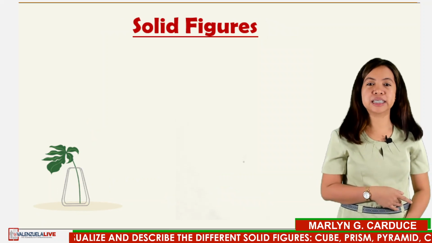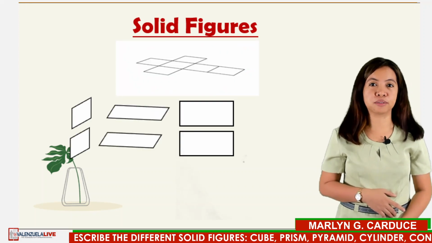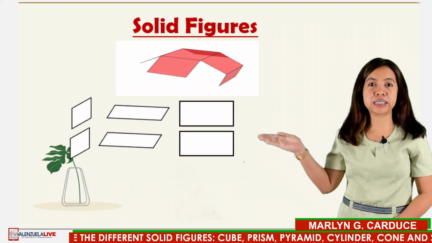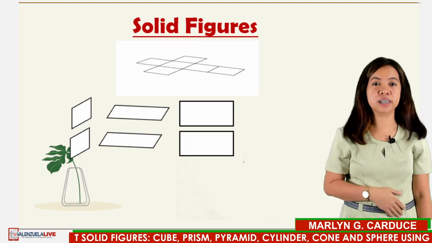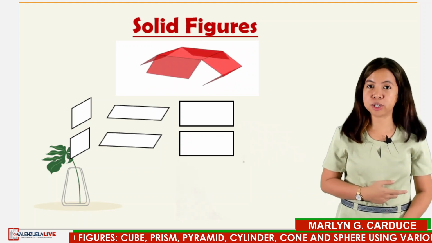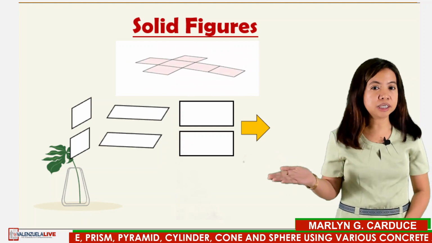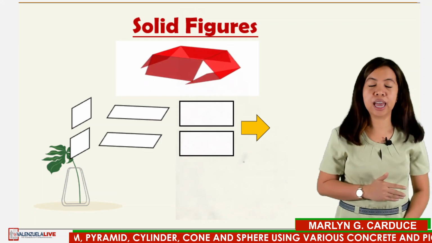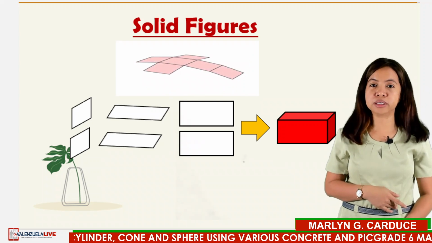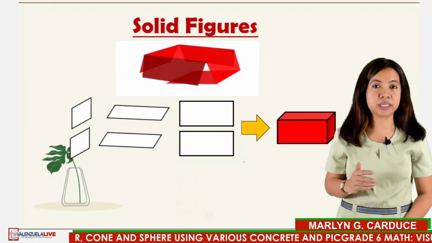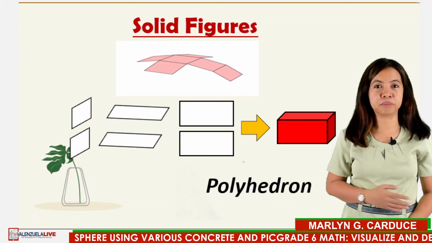Did you know, class, that solid figures are enclosed by plane figures or curved surfaces? For example, these 6 plane figures, like squares and rectangles, can be used to form a solid figure. When we put together all these plane figures, planes, points, and line segments, a solid figure is formed. And a solid figure that is composed of polygonal regions or polygons, like in this figure, is called a polyhedron.